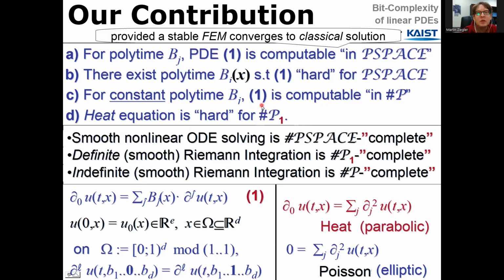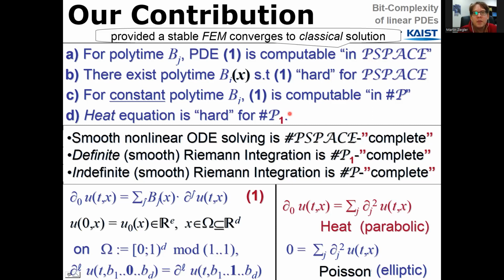So two main results: P space for linear PDEs with non-constant coefficients, and optimal; Sharp-P for linear PDEs with constant coefficients, and optimal in the heat equation case. So these are our results, and that is all for today.